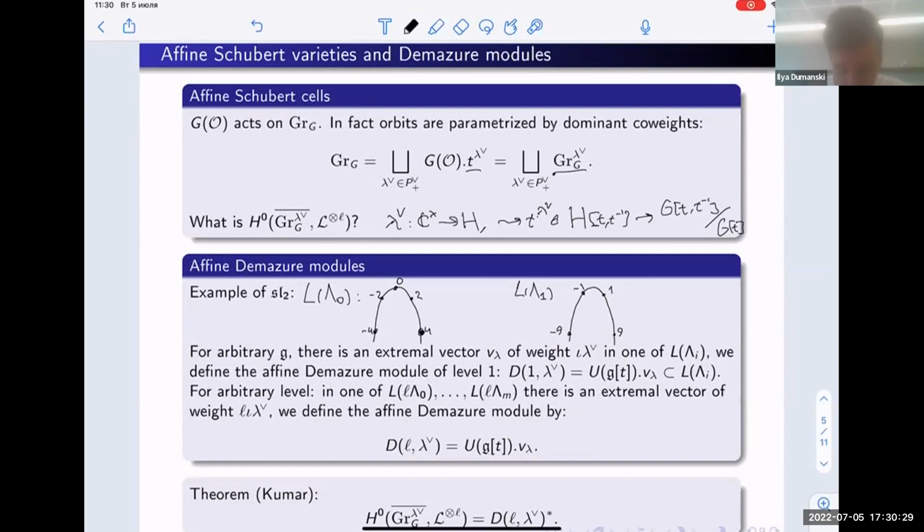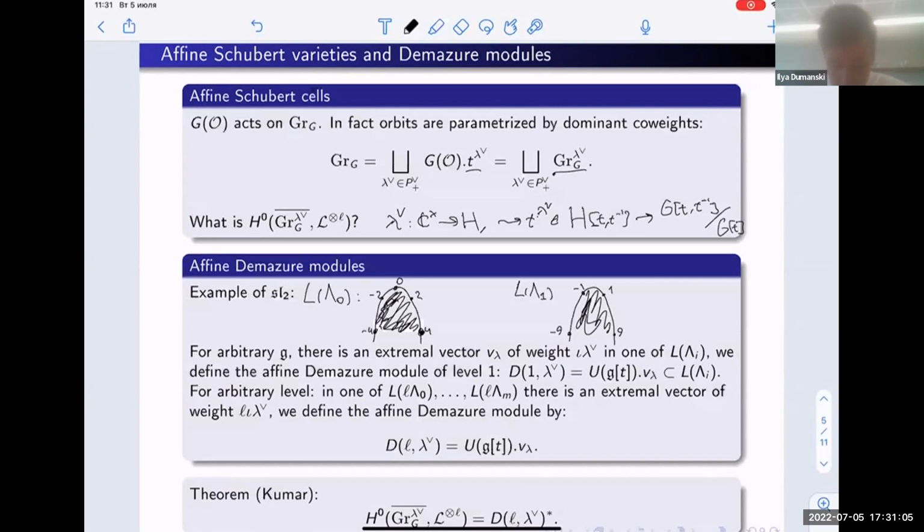So this will be a module lying somewhere here on this picture. Because we don't apply negative powers of t, we just apply positive, so we get something lying here schematically. And if we want to pick an odd co-weight, for example 9, then we get a module living here.